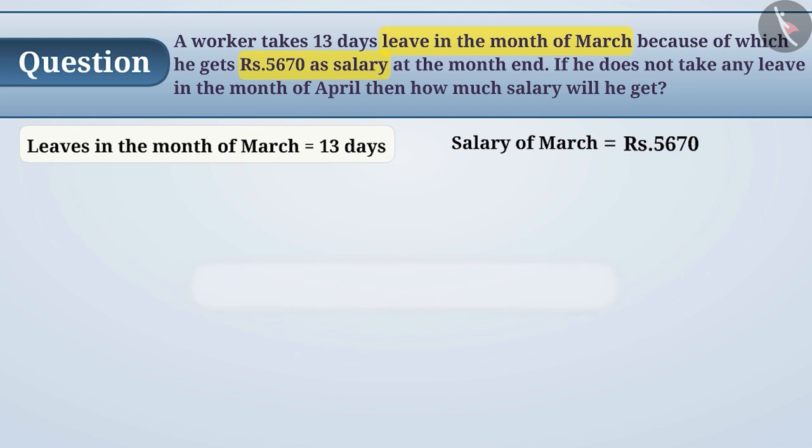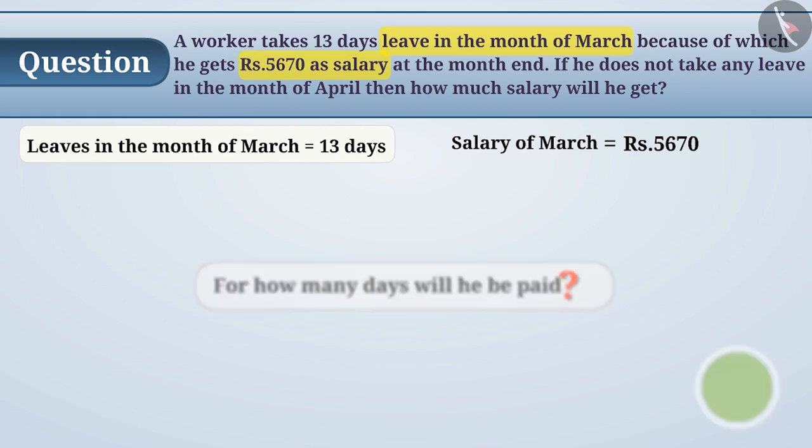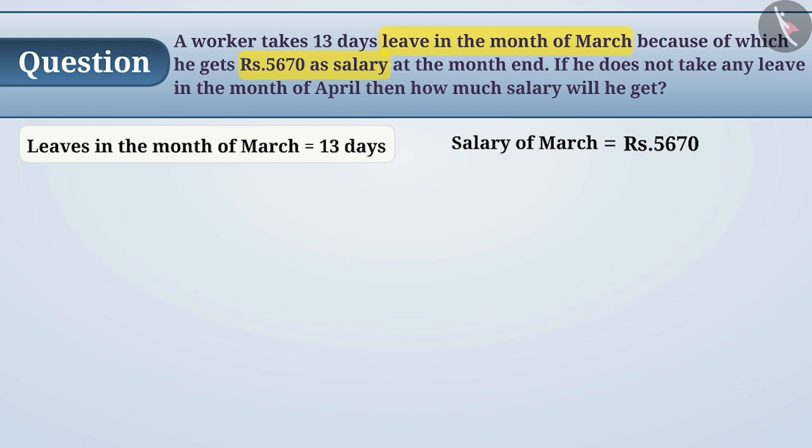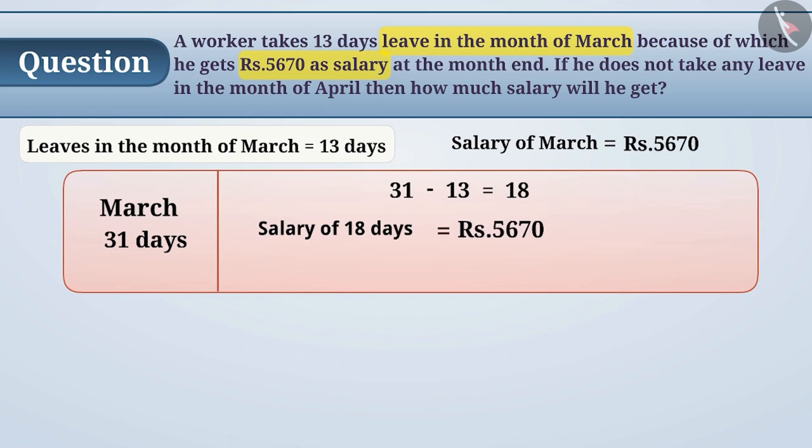Can you tell how many days he will be paid for? Think about it. You have got it right. There are 31 days in the month of March. Out of these, he has not worked for 13 days. Therefore, at the end of the month, the worker will be paid for 31 minus 13, which is equal to 18 days only.